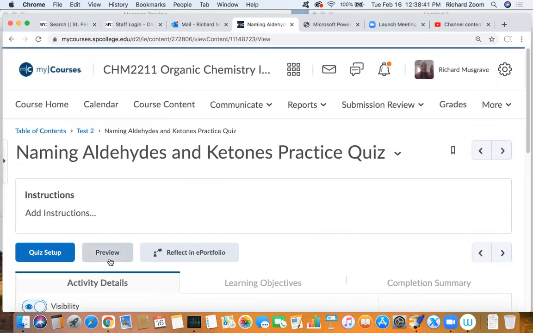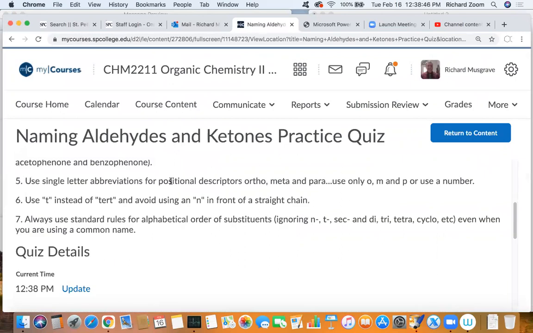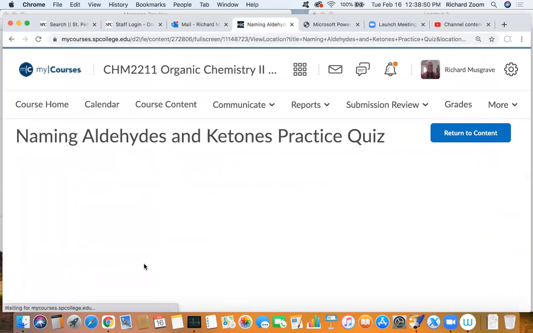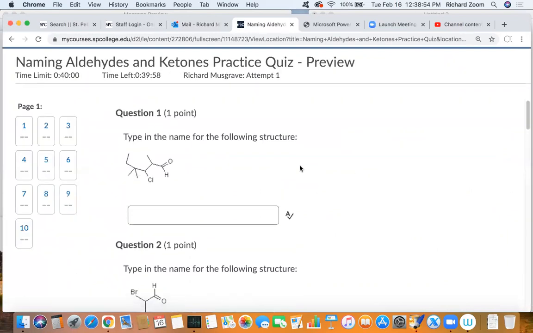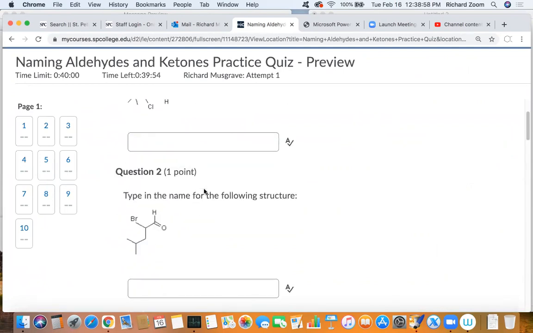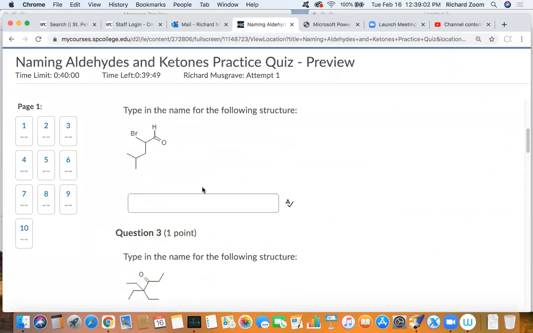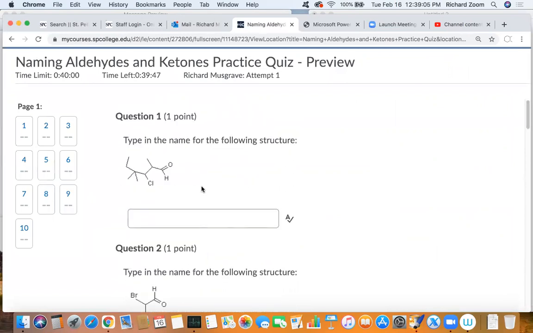I don't think you can mind this one as much as you did the other one. You still get a large number of attempts, so it's the same kind of thing. You'll be given either an aldehyde or a ketone. You'll have to name it. Same kind of deal as before. Does anybody have any questions?